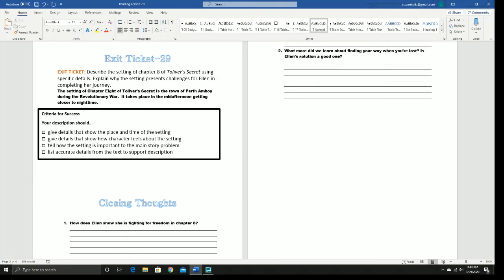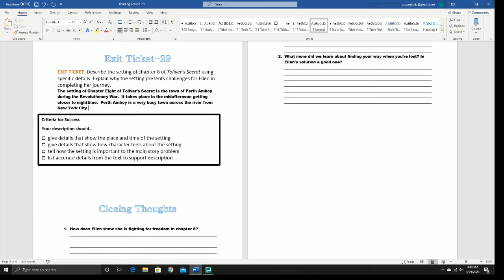And like we described before, we should describe what Perth Amboy is like. Perth Amboy is a very busy town across the river from New York City, about 10 miles away from Ellen's destination, Elizabethtown. There we go. All right, so we've done this. We gave details that show the place and time of the setting.